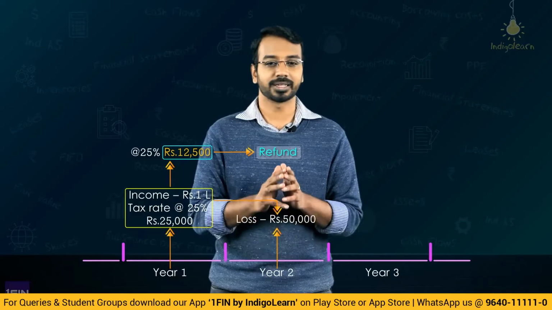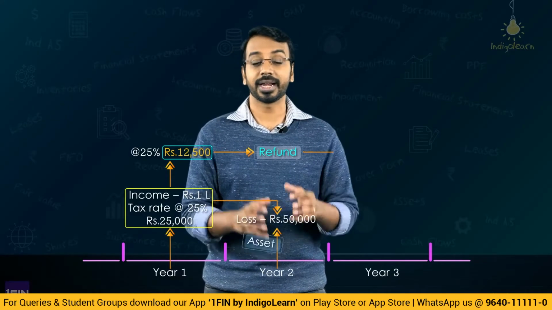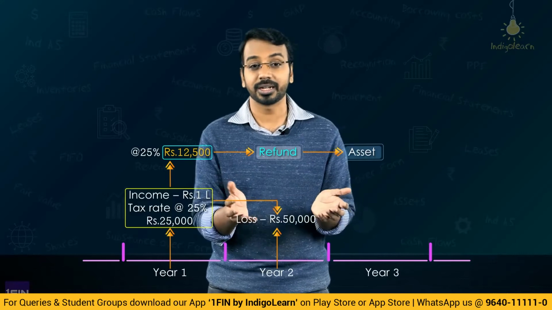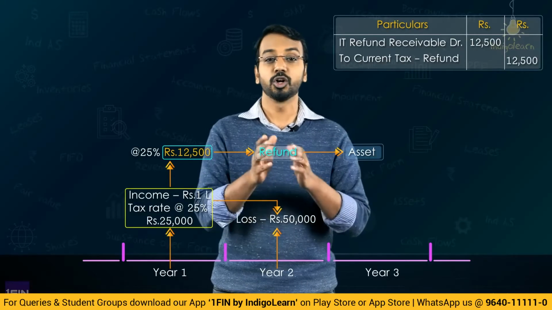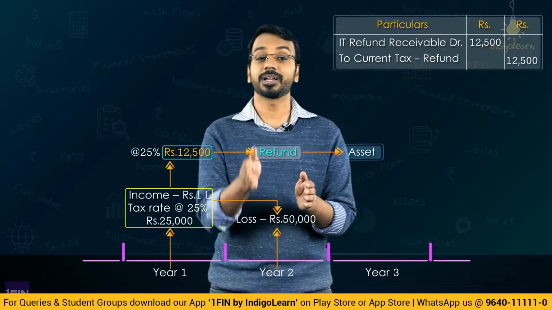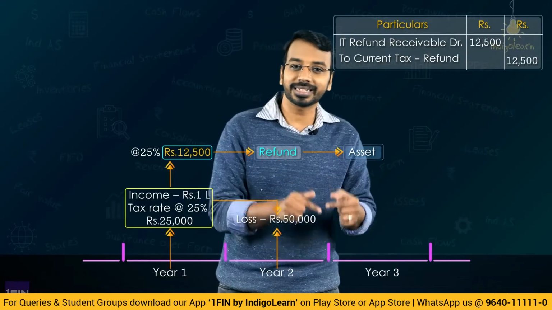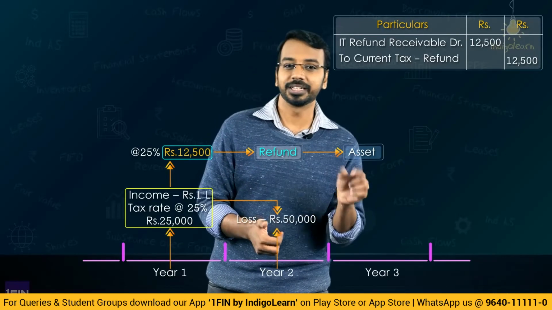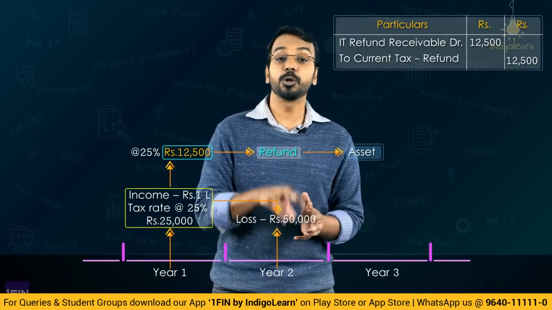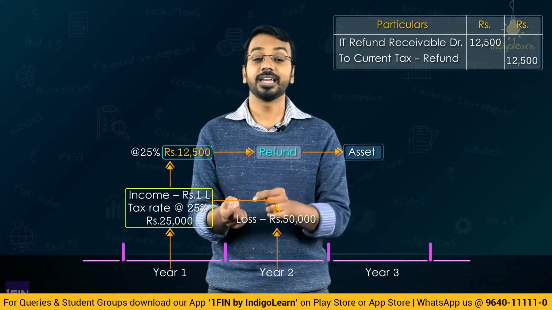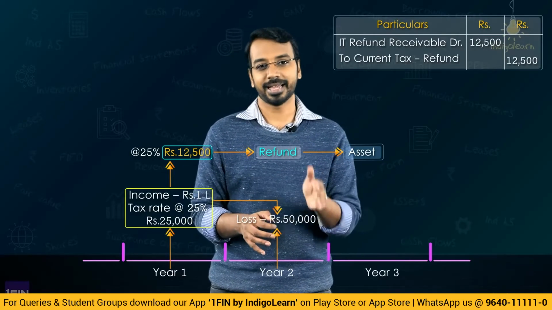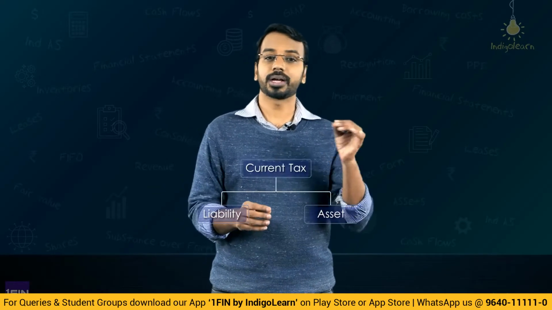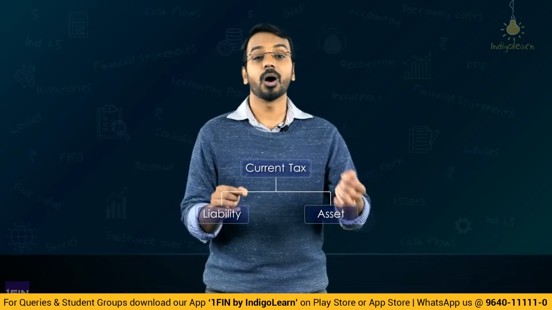In that case, what the standard says is you have to recognize this 12,500 as a current asset. And what will be the accounting entry? Income tax refund receivable, 12,500, to income tax benefit, or maybe current tax income, because you are recovering the tax which is already paid. So you will credit the income tax expense account. So there could be a case where you can carry back a current year loss and get a refund. That refund which is receivable will be recognized as an asset. That is the principle around current tax. A current tax can be a current liability or a current asset depending on whether it is payable or recoverable.